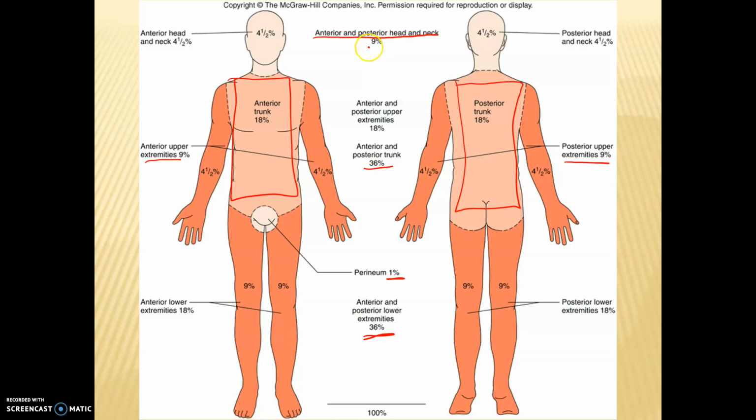So we see 9% with our anterior and posterior of our head. We see another 18%, which is 2 9s with our anterior and posterior of our upper extremities. We see 36% with our anterior and posterior trunk. And then we see another 36% with our anterior and posterior of our lower extremities. And all of this is going to equal 100%. But all of these numbers are divisible by 9, which is why we call it the rules of 9.